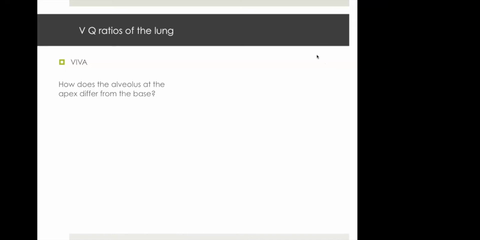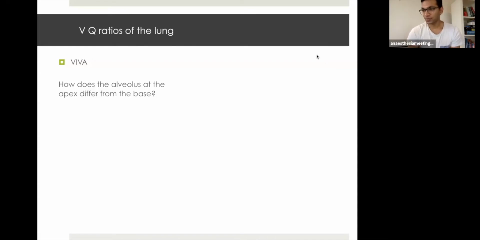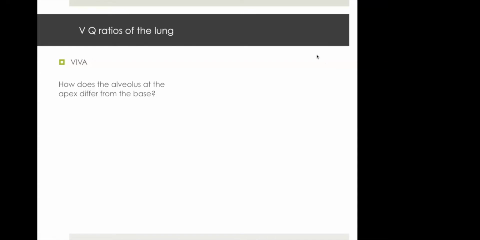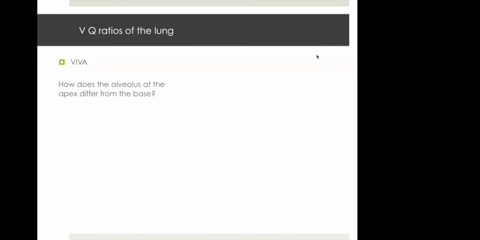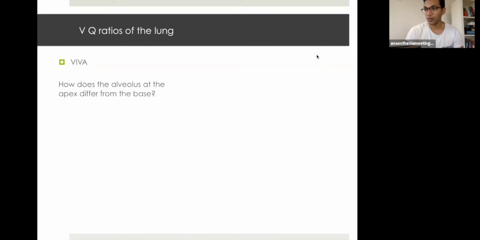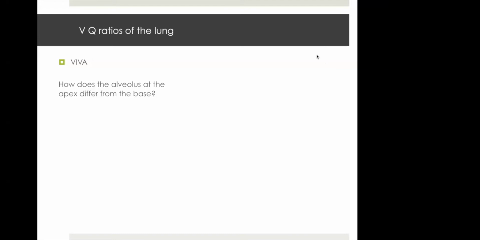Okay. I don't think I've got the right numbers, but I wrote the alveolus at the base, so increased in compliance. Yes. I don't know the exact number. No, that's right. How about the relative size of the alveolus at the base? Oh, it's smaller than the apex.